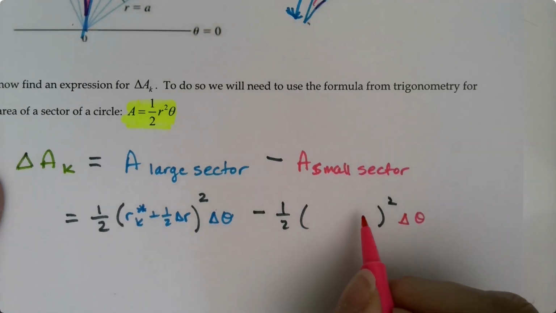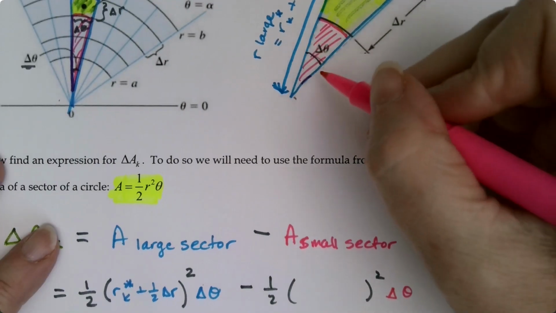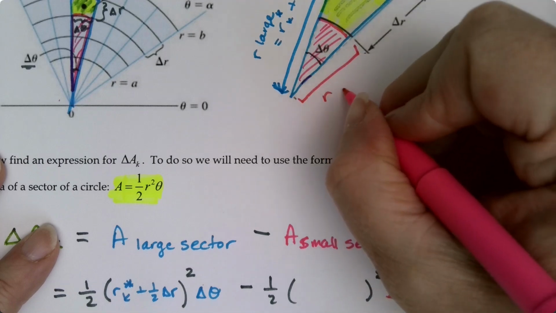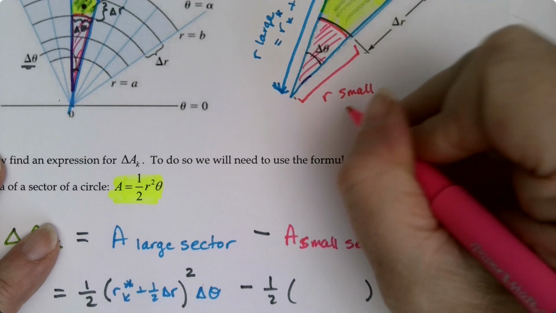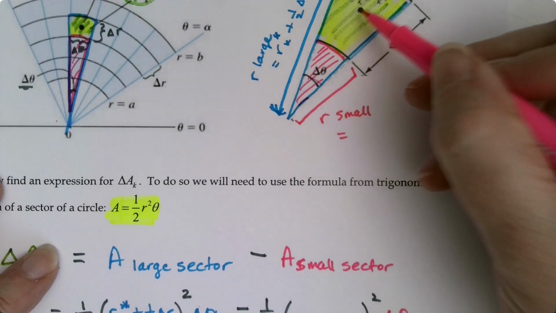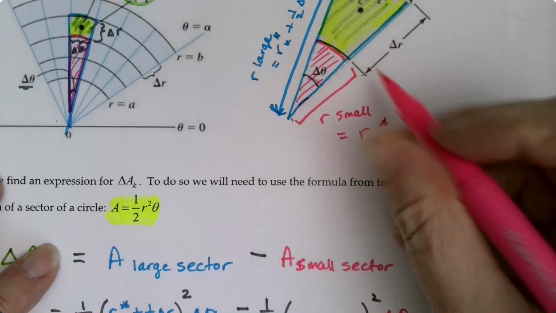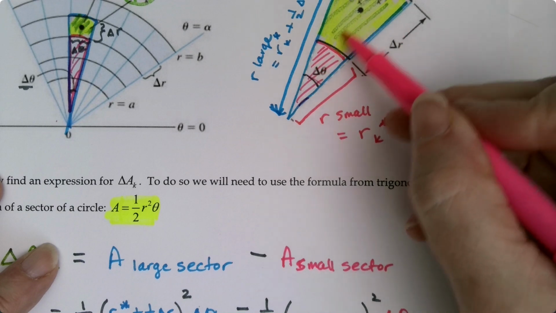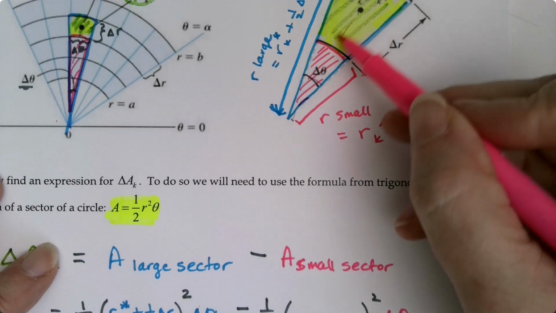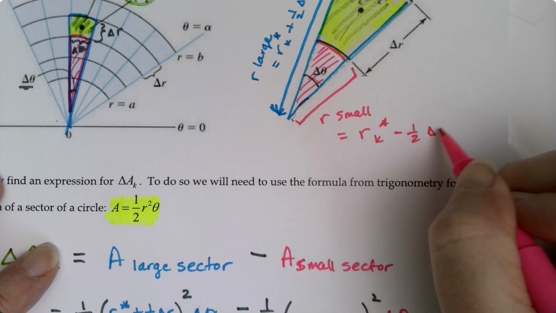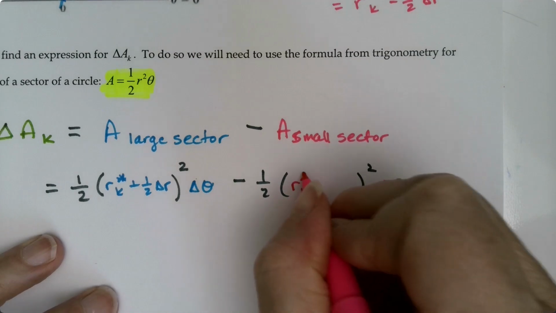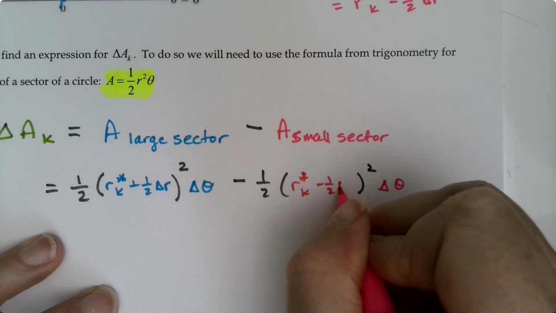So what about the radius of the small piece? Well, that's right here. The radius of the small piece is, well, r sub k star gets me out to this point, right? That's r sub k star. But I want to take away this section. R sub k star goes all the way out to here, and I don't want this piece of it. So I want to take away 1/2 of delta r. Right? So I'm deriving this formula, so you can't say you don't know where it comes from. So this is where it comes from.